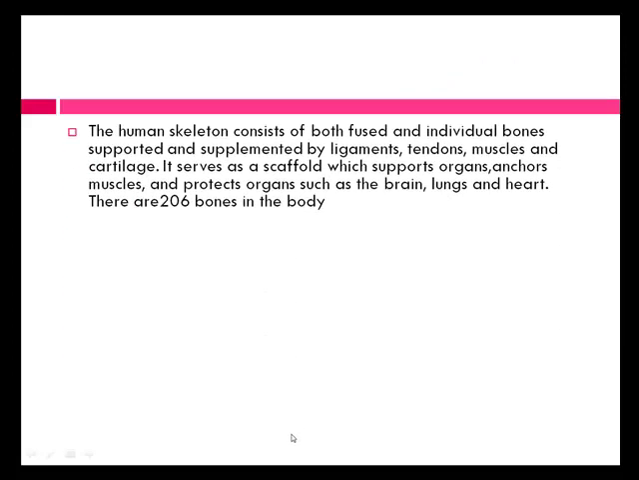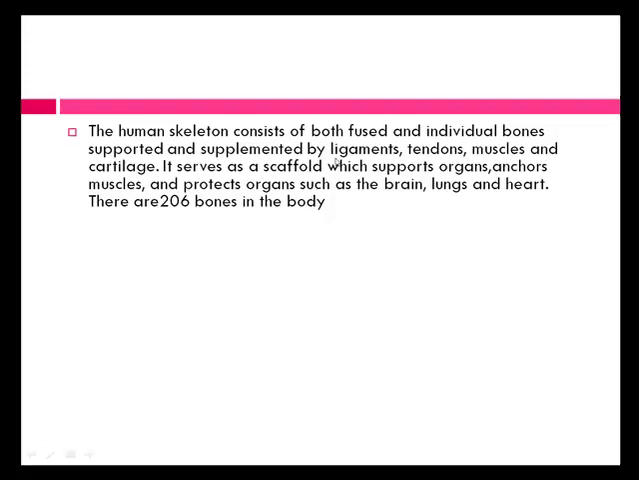Now the skeletal system. The human skeleton consists of both fused and individual bones, supported and supplemented by ligaments, tendons, muscles, and cartilage. It serves as a scaffold which supports organs, anchors muscles, and protects organs such as the brain, lungs, and heart. And there are approximately 206 bones in the body.